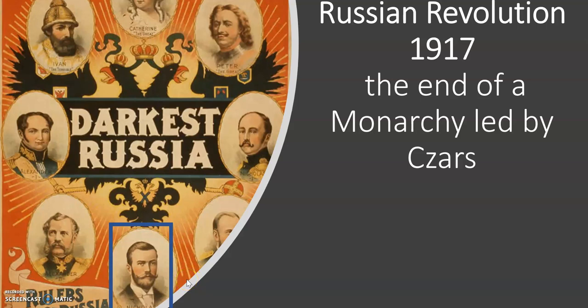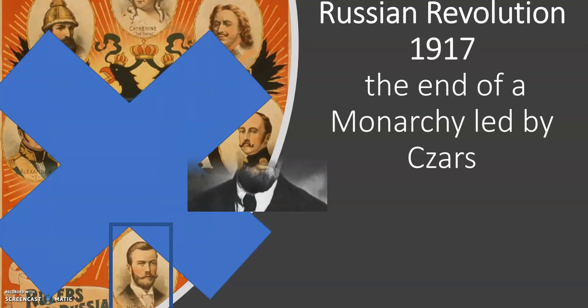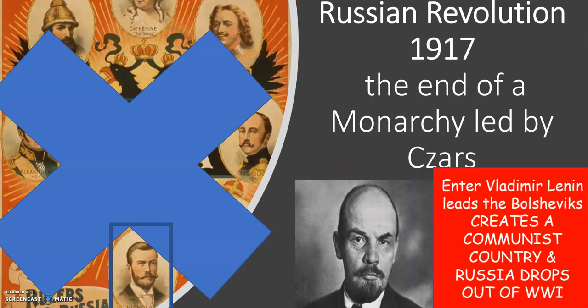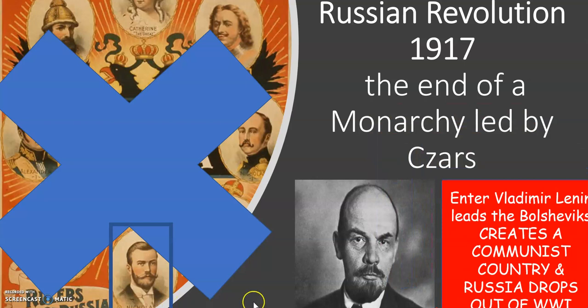So the Russian Revolution is led by Vladimir Lenin, and he comes in. He takes out Nicholas II, the monarch, and the monarchy is replaced by the Bolsheviks, led by Lenin, the leader of this group of people that come in and create a communist country.